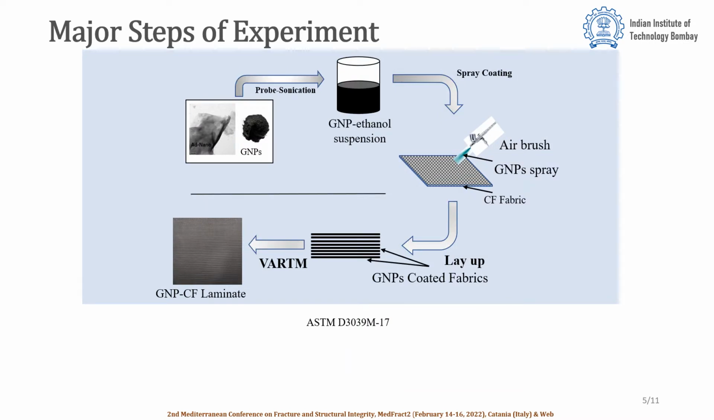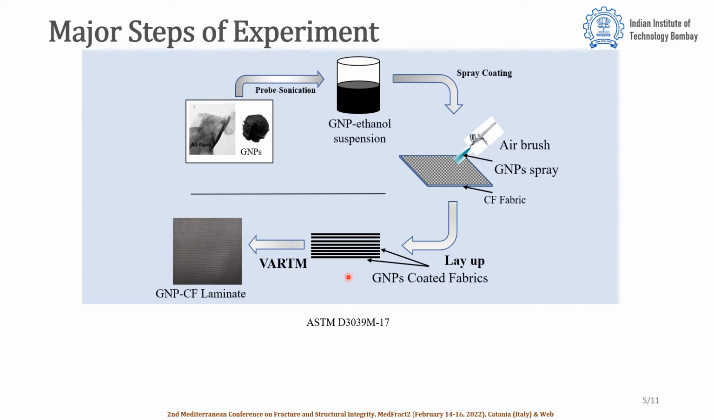Now let's move on to the major steps involved in the experiments. The GNPs were ultrasonicated in ethanol with the help of probe sonication to obtain the GNP ethanol suspension. Then the fabrics were coated from both sides alternately, and 8 fabrics were spray coated for each set of laminate.